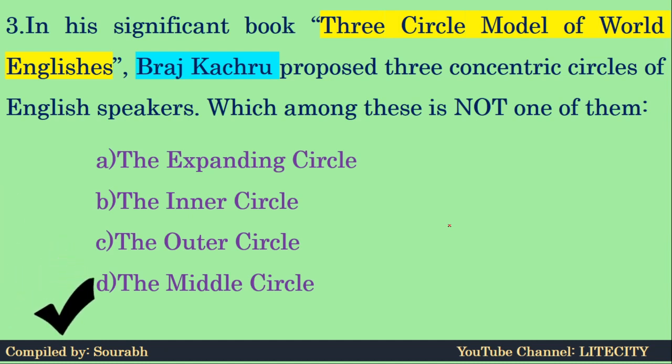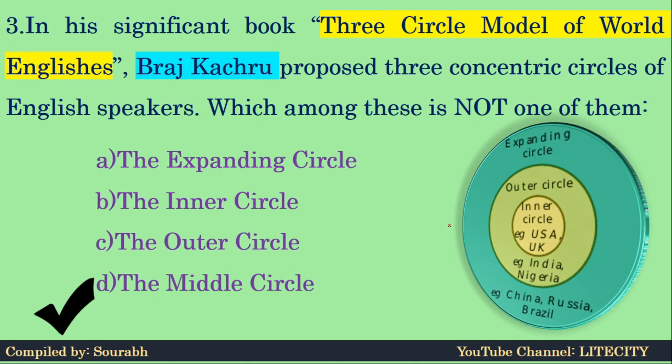Here, let me briefly introduce you to his theory of these circles. So these are 3 circles. The inner circle is those countries in which English is the first or dominant language. They are norm makers. They establish grammar, vocab, and what is correct usage. Countries like the UK and USA you can include in the inner circle.